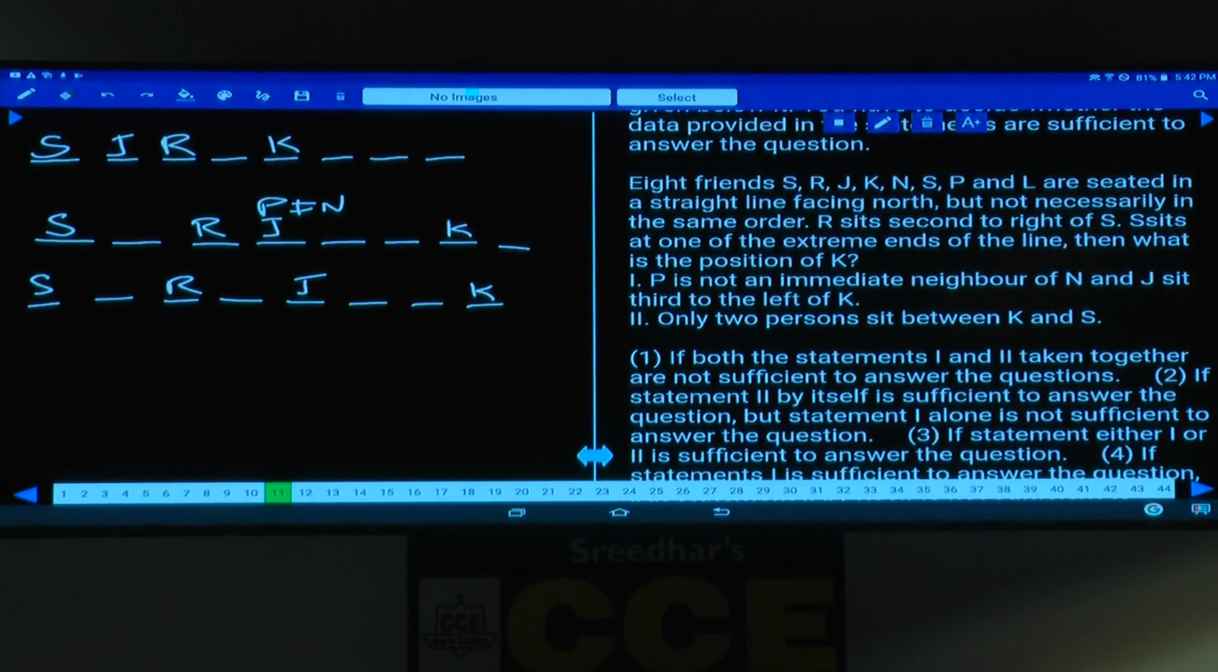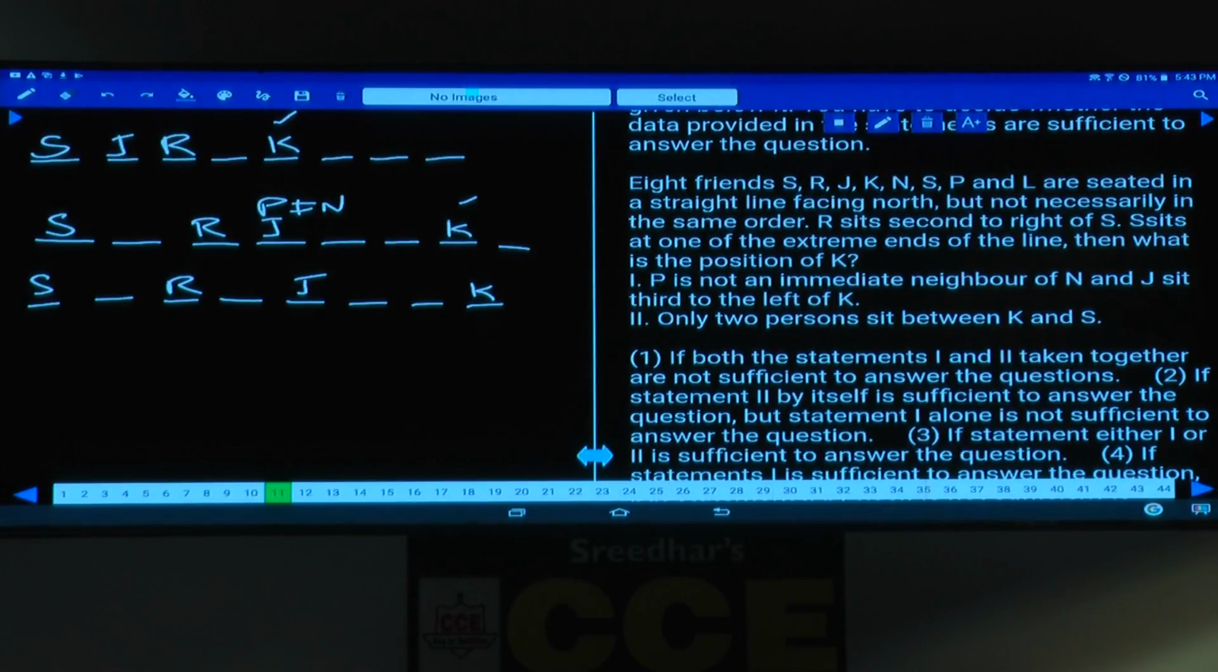And again, there is no information about this K. Then what is the position of K? K can be the fourth from the right, or second from the right, or first from the right. More than one answer, so statement one alone is not sufficient. Then coming to the second one, only 2 persons between K and S. Two alone is not sufficient because there is no information regarding the remaining persons.